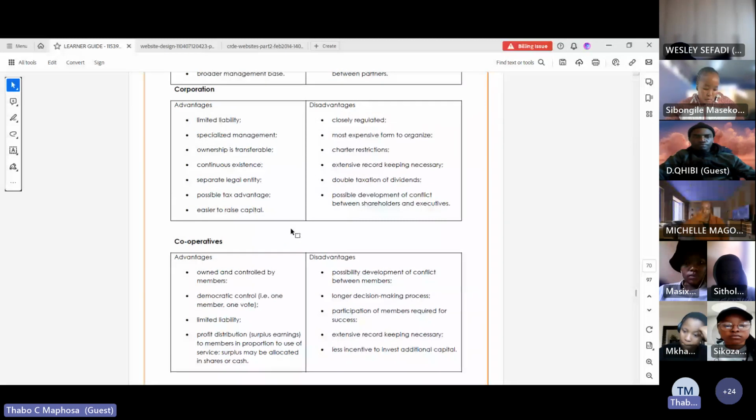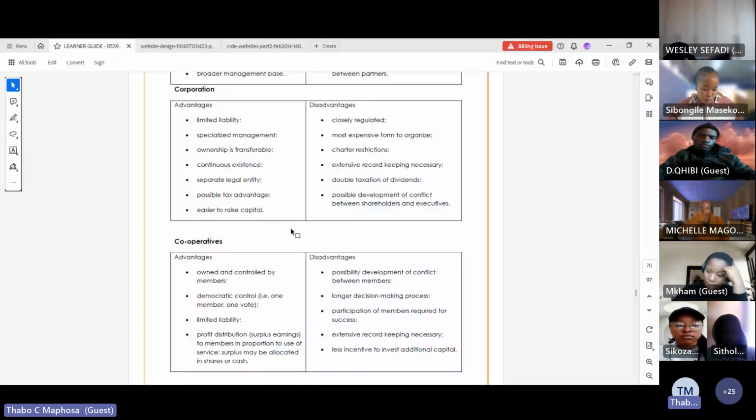And then with corporations, advantages and disadvantages. With a corporation, advantages: limited liability, we know; specialized management, as now this here is a little bit bigger. Most of the times when you're involving shareholders, people need to know how their money is being used, and they want someone who's competent, who knows what they're doing, hence the specialized management there.